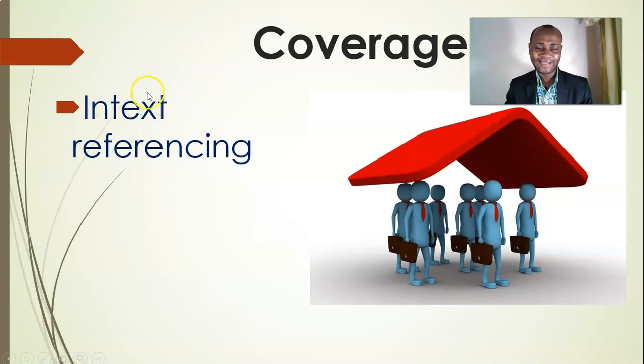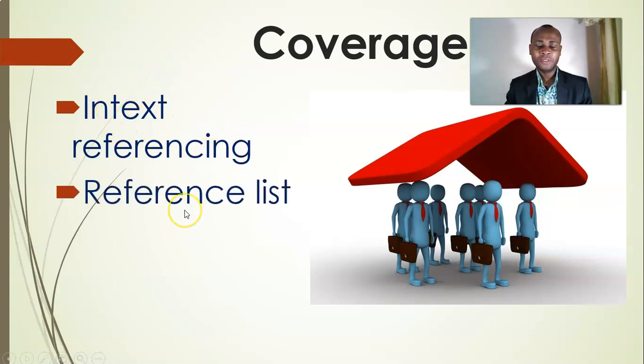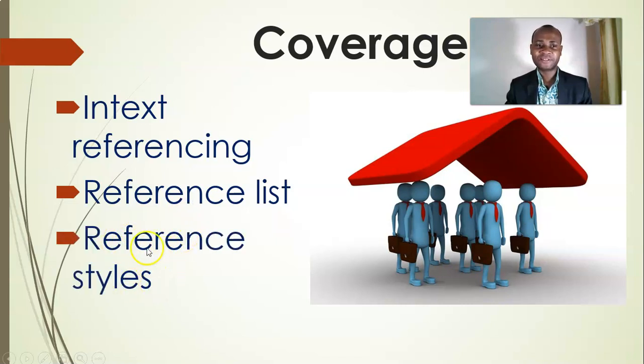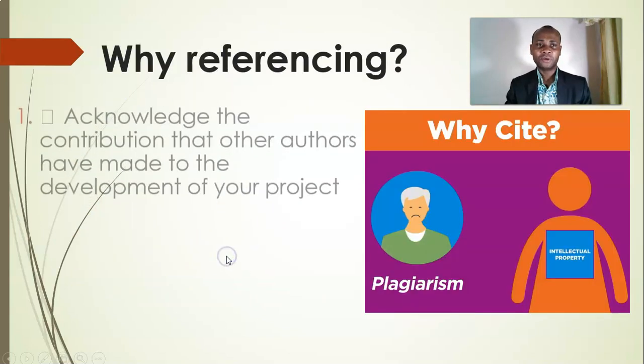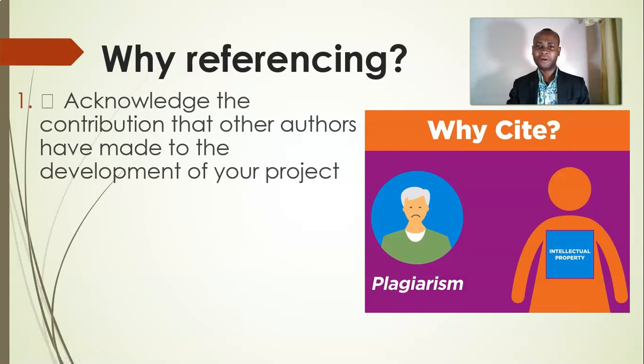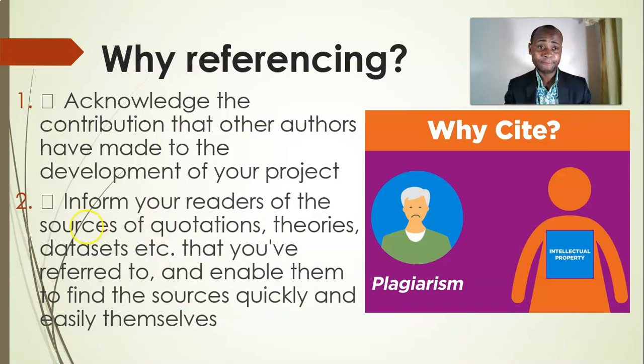So we are going to look at in-text referencing, and then we'll look at the reference list, and then referencing styles. So in-text, reference list, and referencing style. So why do we have to do referencing? Okay. All right, so acknowledge the contribution that other authors have made to the development of your project. So you need to do reference in a way to acknowledge how other researchers have contributed to your work, okay?